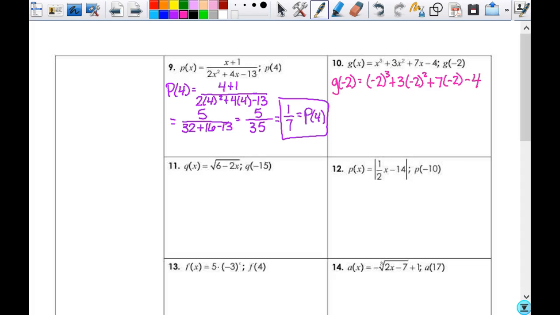All right, so we're here. And when you cube a negative number, what happens?